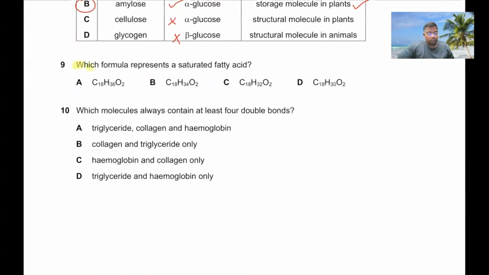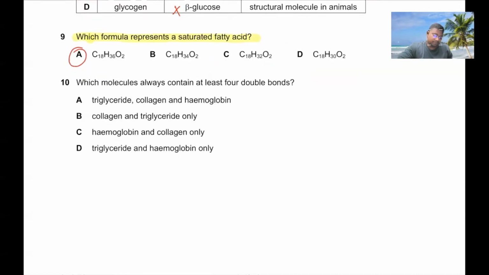Question number 9, which formula represents a saturated fatty acid? A saturated fatty acid will have the highest number of hydrogens compared to carbons. So let's see. In all of these, there are 18 carbons. However, only A contains the most hydrogens. So 9A will be the correct answer.